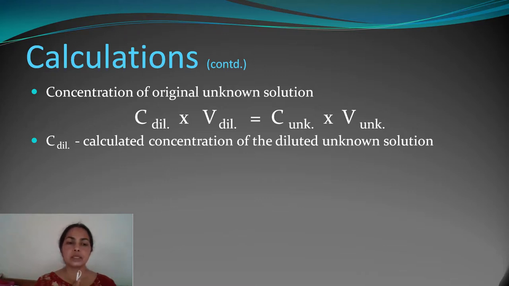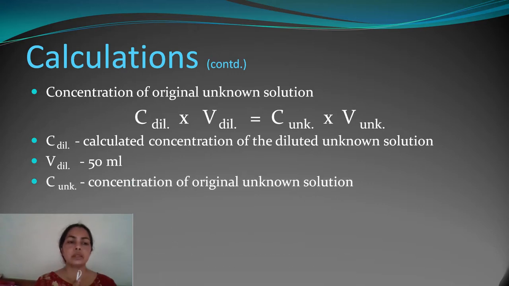During this calculation, we will be using this data: the calculated concentration of the diluted unknown solution, that is C diluted. V is the volume of the diluted unknown solution, that is 50 ml we have used. Then C is the unknown concentration of the original unknown solution, and volume of unknown, that is 5 ml, which we have used here. So by placing the values here, we can find out the concentration of the original unknown solution, which we have used in diluted amount.